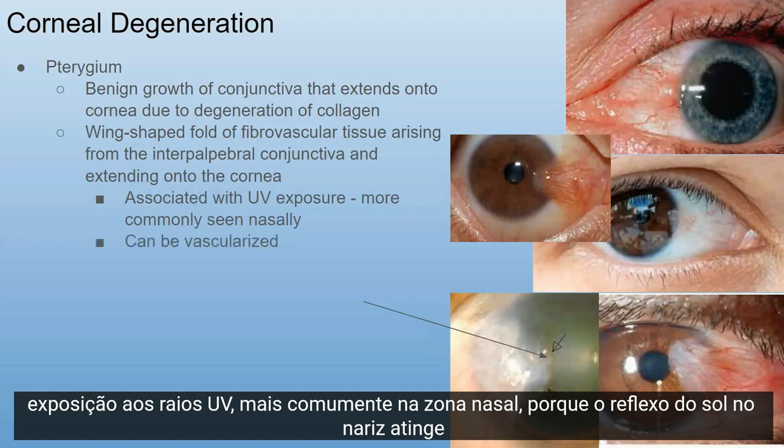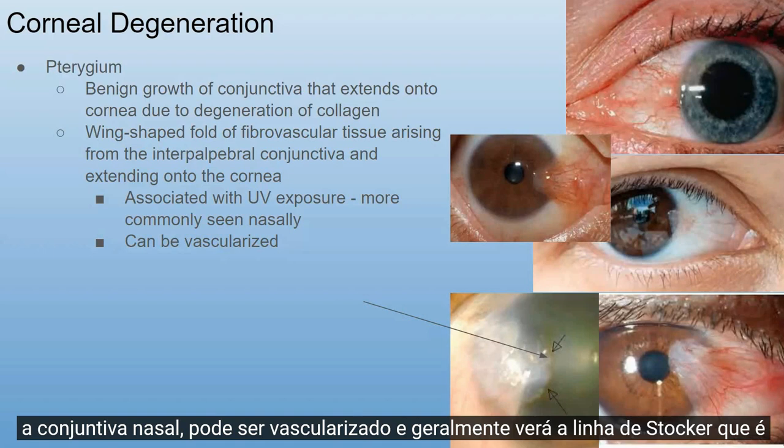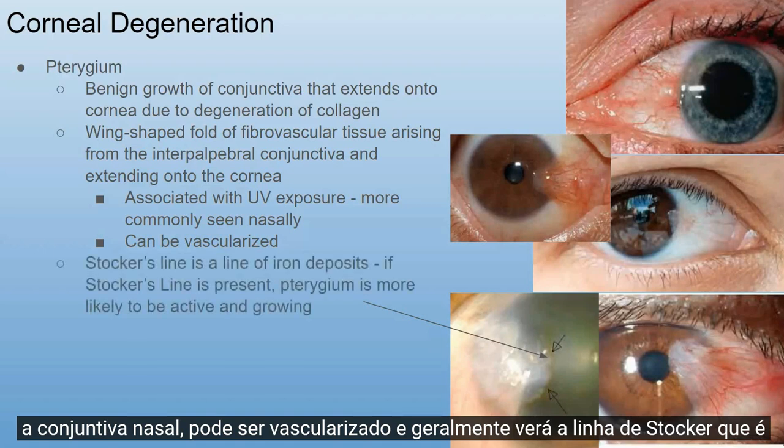Associated with UV exposure, more commonly nasally because you have the sun shining off of your nose into your nasal conjunctiva, can be vascularized, and you will usually see a Stocker's line, which is a line of iron deposits.